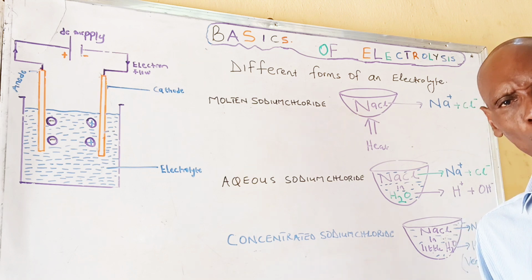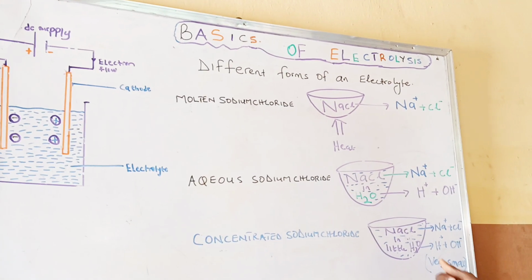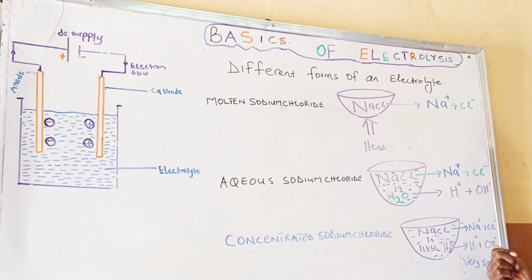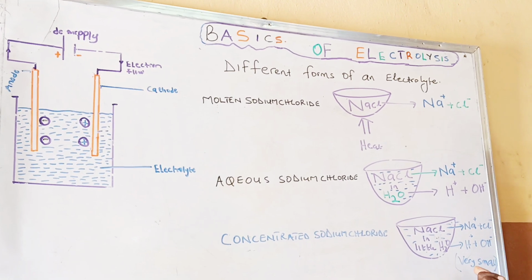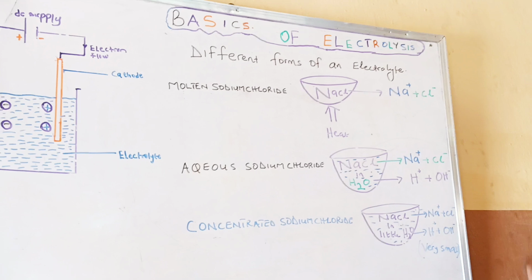Now here, what ions are we going to have? The sodium chloride, which is our electrolyte, will as usual ionize to form sodium ions and the chloride ions. The water, which is still there, but the difference is that it's not much in quantity, will still ionize to give us the hydrogen ion and the hydroxyl ion, and we indicate it here, very small, very small.